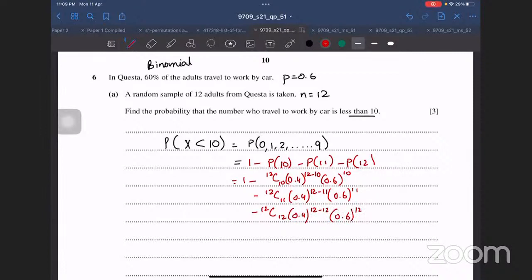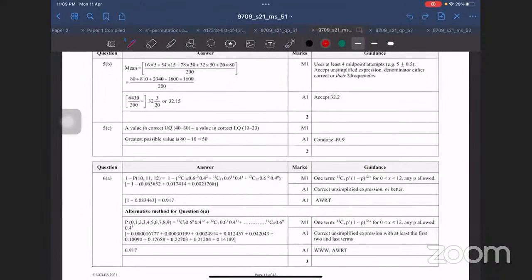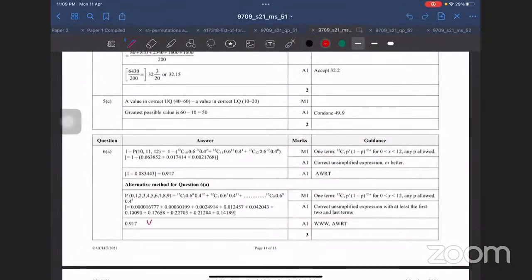I'm using my calculator to do this calculation all together. I'm not writing all the calculations down. You can also do that on your calculator. I get 0.9166. This is 0.917. Yes, that's the correct answer.